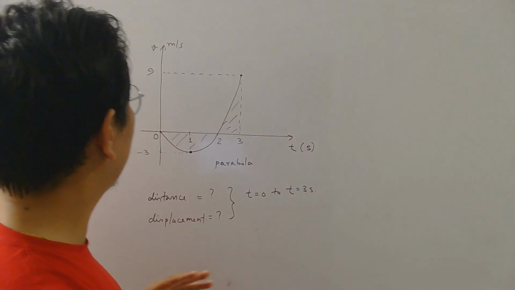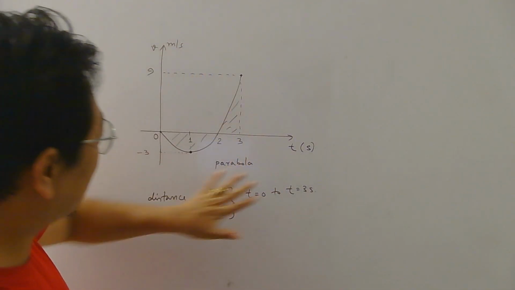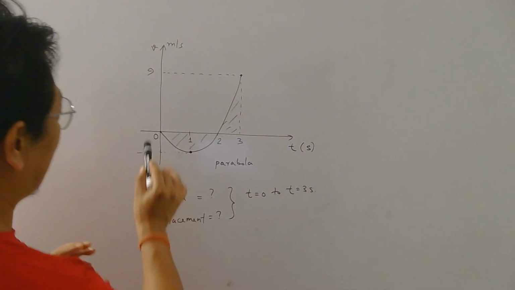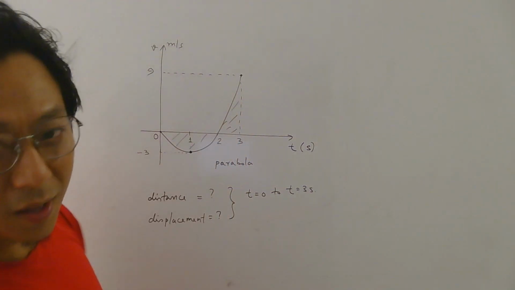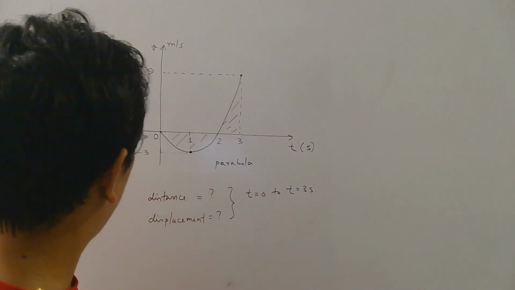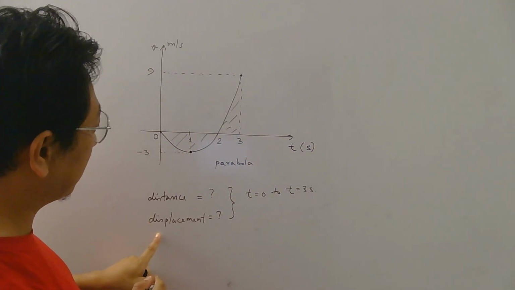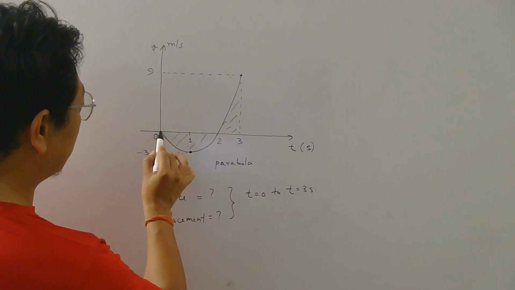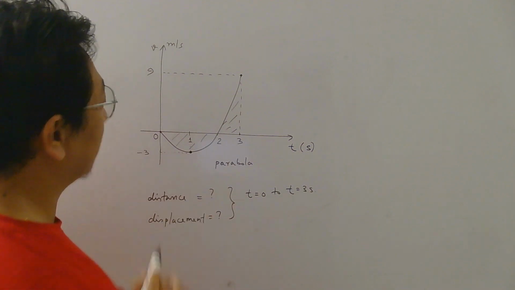So the question given is, here is your velocity time graph. So the graph is a parabola and it is concave upwards, not downwards, and they want distance and displacement in the interval 0 to 3 seconds.